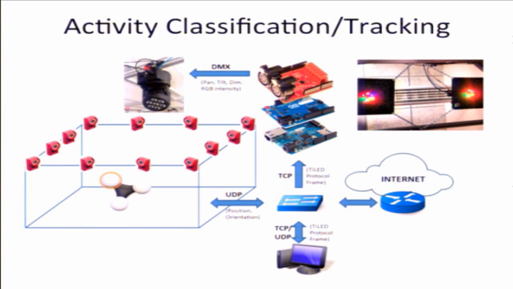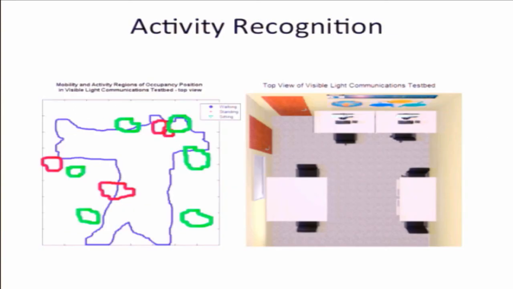I mentioned the tracking. The other thing we want to do in our test bed is understand what people are doing. And the more we know about what people are doing, the better we can target the light to meet their needs. As an example, using the motion capture system, we've collected data and using some unsupervised learning, we've built this graph which shows regions where people are doing different things.